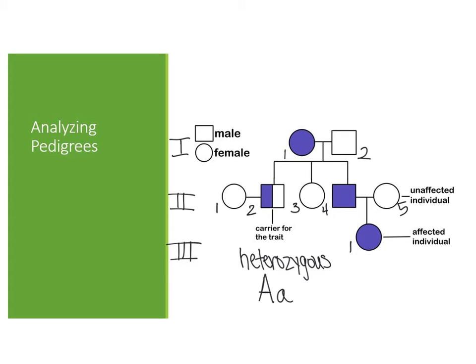If you want to name someone, you call them by their generation number and then their actual person within that number. So let's say we want to pick on the kid here. They are going to be in that third generation, and then they're the first kid. So that's how I would label this kid. They're just Roman numeral 3-1 because they're in that third row and they're the first person.